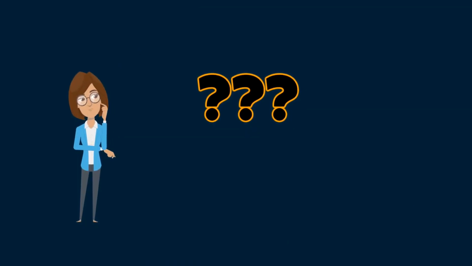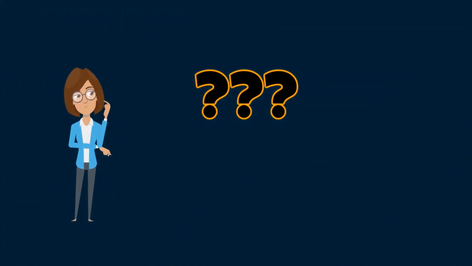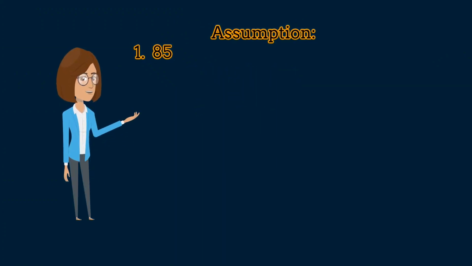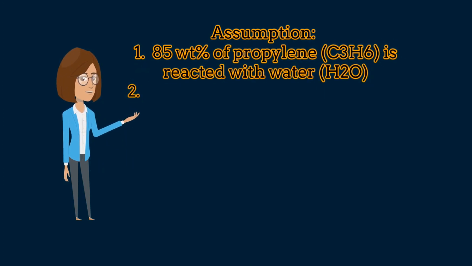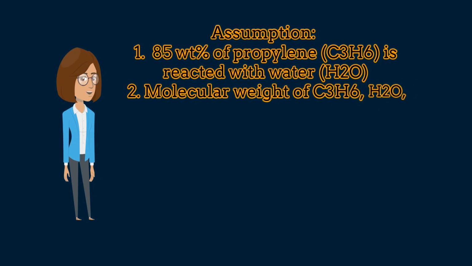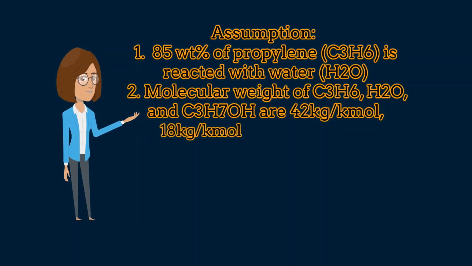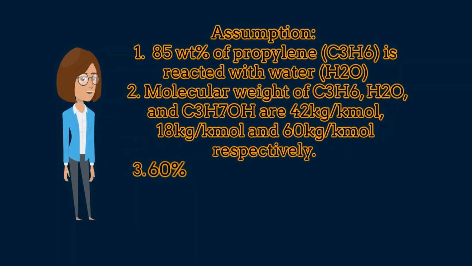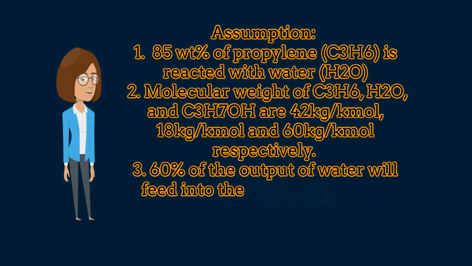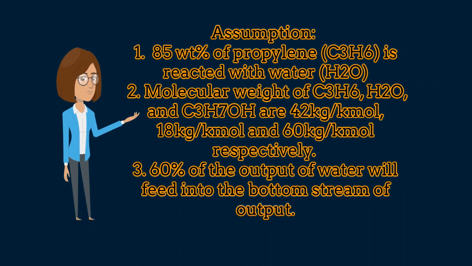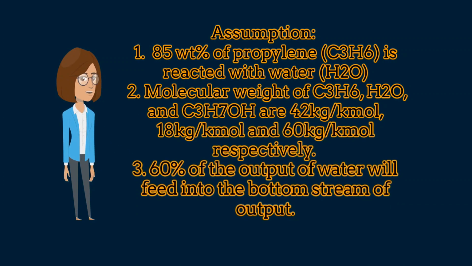Next, before calculating the mass balance and energy balance for the reactive unit, we must make some assumptions. Only 85% of propylene is reacted with water. The molecular weights of propylene, water, and isopropyl alcohol are 42, 18, and 60 kg per kmol respectively. 60% of the output of water will go into the bottom stream of the output.